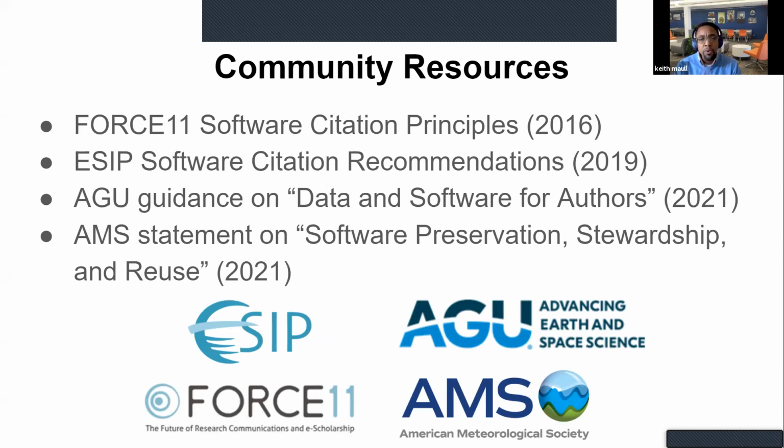For nearly everyone here, we've got some historical context, if you will, for what has been happening in the software citation world. Many of you are already familiar with FORCE11 and the work that they started doing, publishing the principles in 2016. And then ESIP, for those of you who are in the ESIP community, I know some of you are probably pretty heavily involved in ESIP, released a software citation recommendation in 2019. And then AGU and AMS more recently have issued guidance on data and software preservation and reuse.